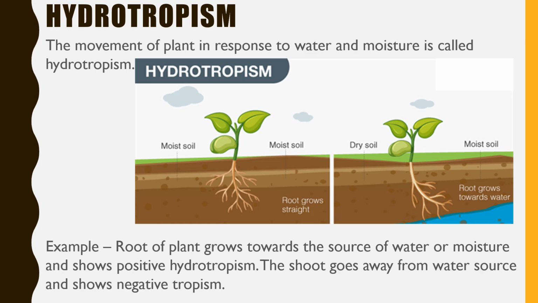So roots of the plants grow towards the source of water or moisture, showing positive hydrotropism, and the shoot goes away from the water source, showing negative hydrotropism.